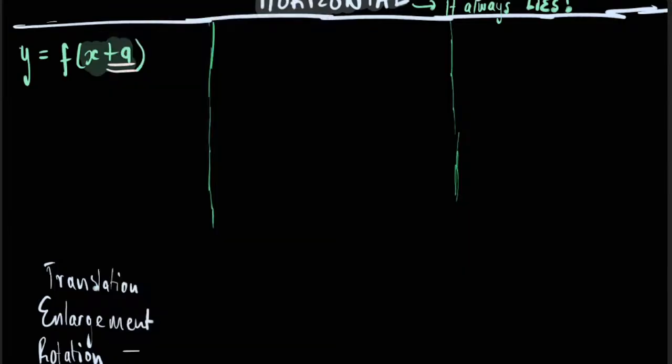So obviously, this is a what? This is a shift. This graph has been shifted. We are adding. And look, class, we are adding inside, right where x is.